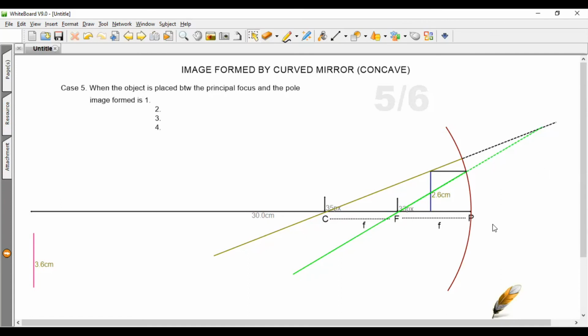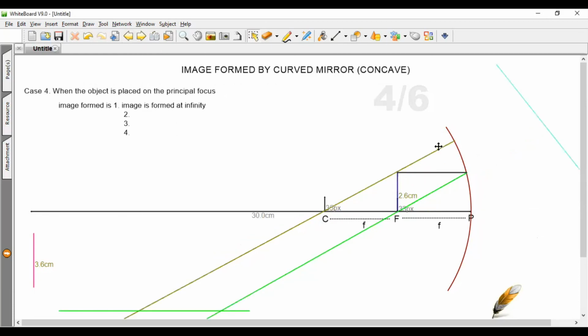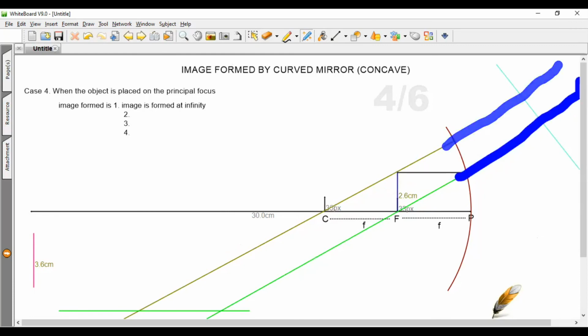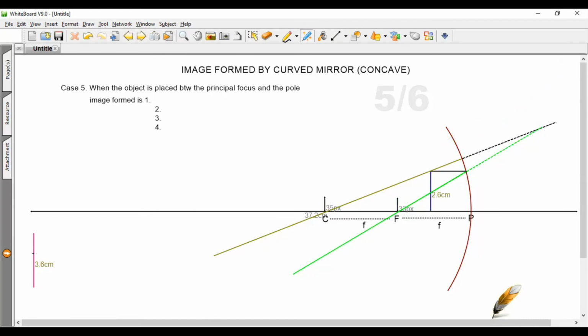Now looking at this, let me extend this. This line is the principal axis. Let me extend it back to this line. Now you have this. The image in this case is being formed behind. Look at this other case here. Even if we extend this like this and like this, they will still not form any image. The image will still be formed at infinity because we don't see it. But in this case, let's see our image. Where's our image formed? The two rays have met behind the screen.